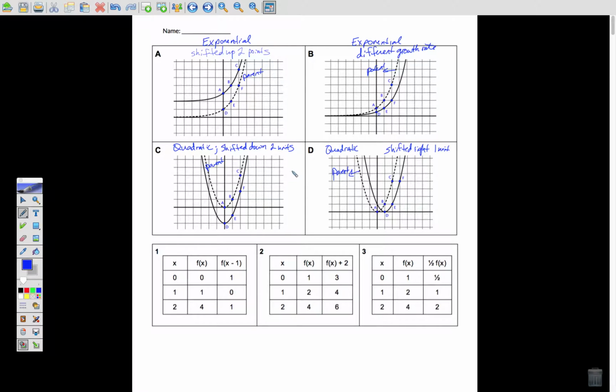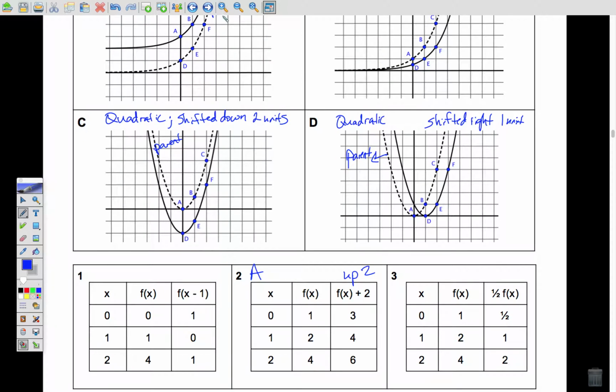All right, welcome back. You better have hit pause and did this. Okay, so let's see. For the one that is shifted up, notice it doesn't give me the equations. These are all just general f of x. I don't know the equation. It's just saying here's my function. So to move up, we talked about when something gets added on the outside, it's going to shift it up 2 points. So graph A should be connected with number 2.